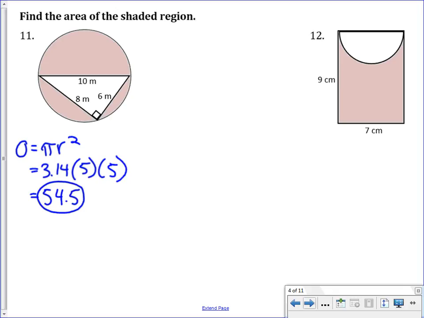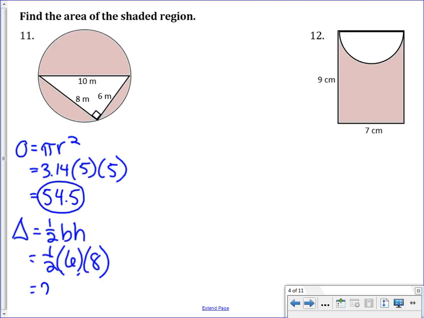And so here I have my triangle, and that's going to be half BH. So that's going to be half. The base is 10. Oh, I'm sorry, no, it's not 10. I was doing the wrong thing there. That was my diameter. Half of 6 times 8. And I could have done 8 times 6 because it's a right triangle there. So either way works. And when I do that there, I wind up with 24 for the area there. So again, thinking about what I have to do, I have the circle, I'm taking away the triangle.